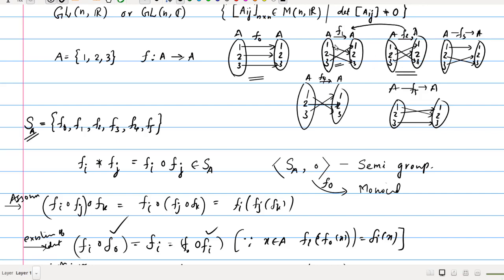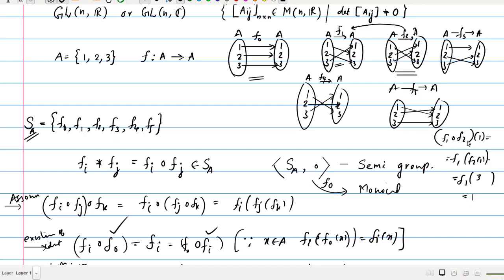Or you can say that f1 composition f2 will give the identity element. How will you evaluate f1 composition f2 of 1? This is in fact f1 of f2 of 1. Here f2 of 1 is 3, therefore this is f1 of 3. Then what is f1 of 3? f1 of 3 is 1, so that will give 1. So we can say that f1 composition f2 of 1 is 1.